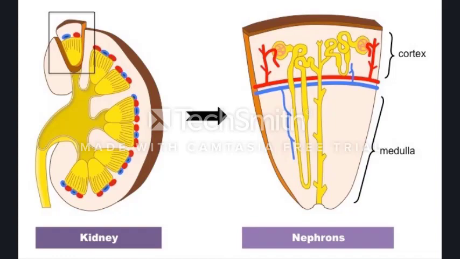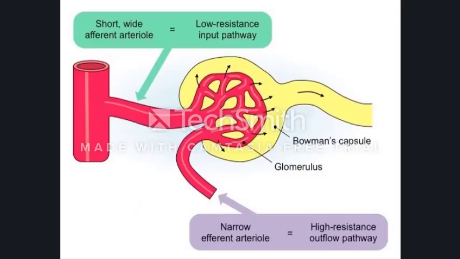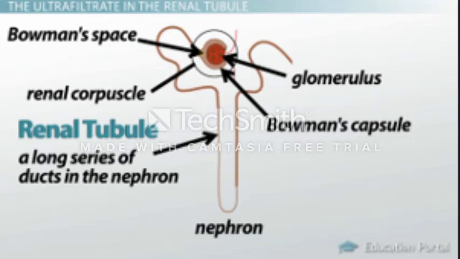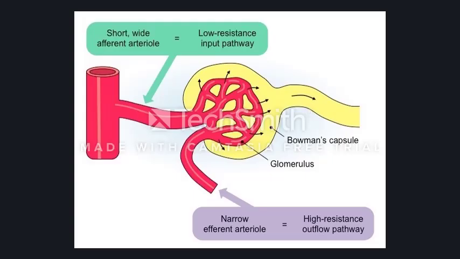The first part is your Bowman's capsule. Now, the Bowman's capsule is a cup-shaped blind ending part of the nephron. You've also then got the long renal tube, and that's all the twisty parts that include that weird looking loop thing, which is called a loop of Henle. Now, I want to focus on the Bowman's capsule first, okay? So the Bowman's capsule is going to be situated right in the cortex of the actual kidney. Now, that differs to things like the loop of Henle, which are very much in the medulla.